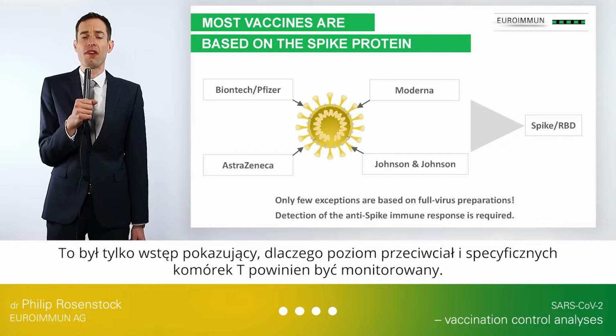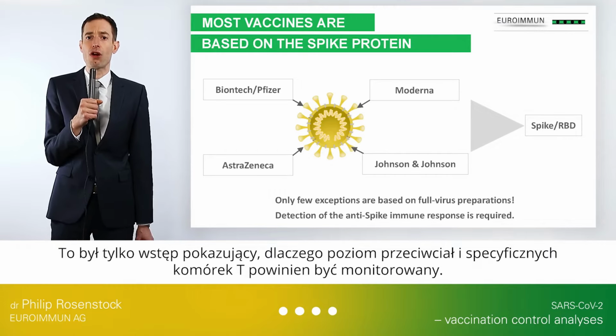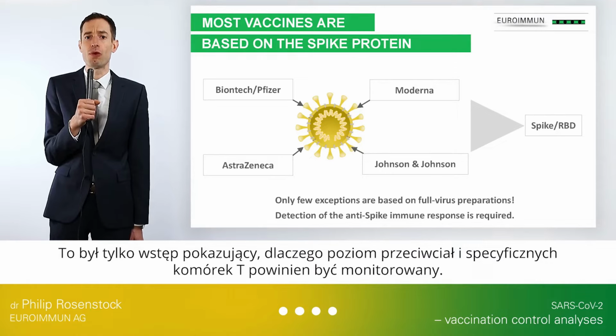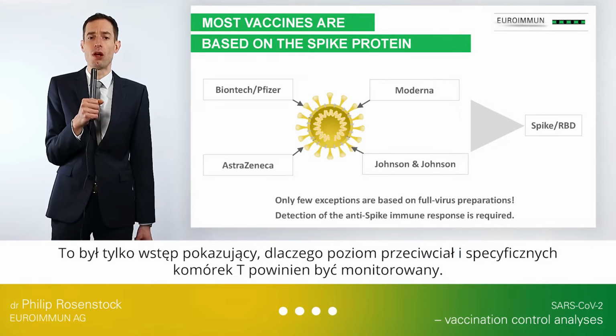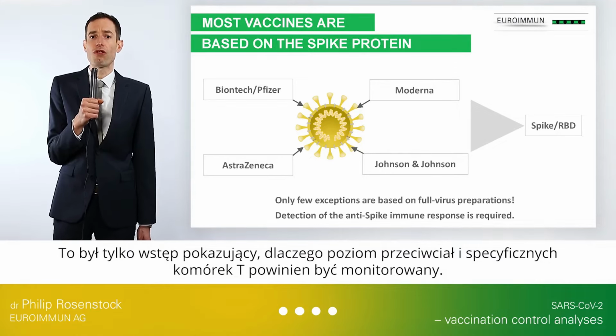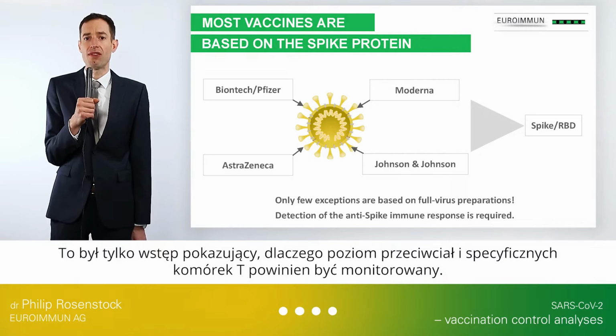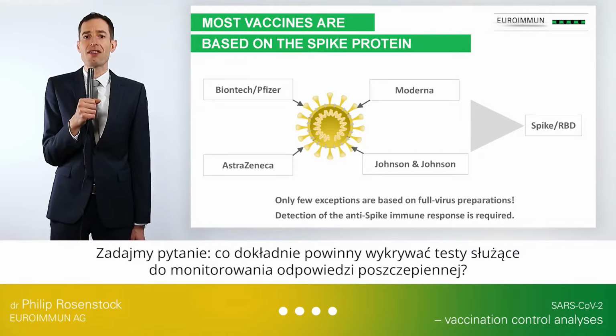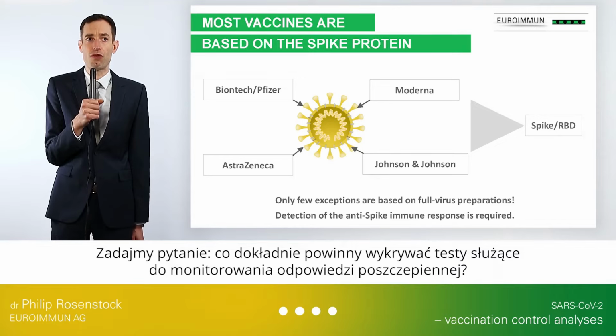So this was just a background to highlight the necessity of the immune system control, and I also showed that antibodies and T cells are to be monitored. But what's the appropriate target to be detected? So what kind of virus component do we need to check, to test for?